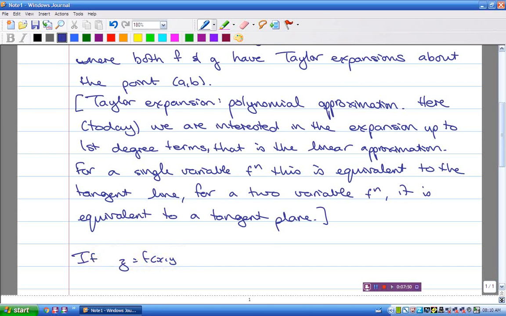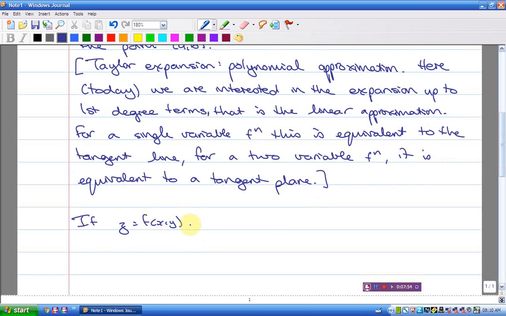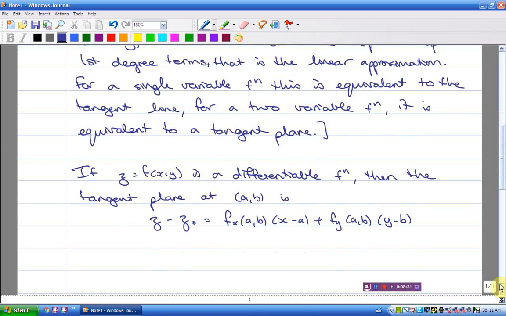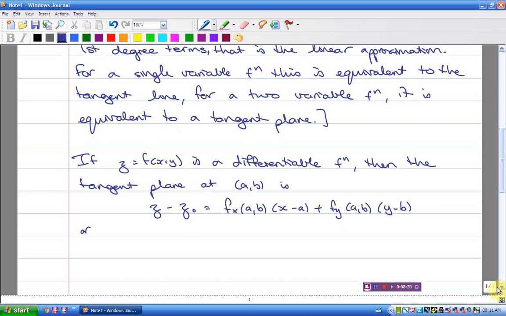So let's talk about little f first. If this function, z equals f of x, y, is a differentiable function, which it would have to be to have a Taylor expansion, then the tangent plane at (a, b) is, first in the familiar form we've already seen earlier in the course: z minus z naught is the x derivative at (a, b) times x minus a, plus the y derivative at (a, b) times y minus b. Or we can write it in a slightly different way, the Taylor approximation way. That's just how you write Taylor series.